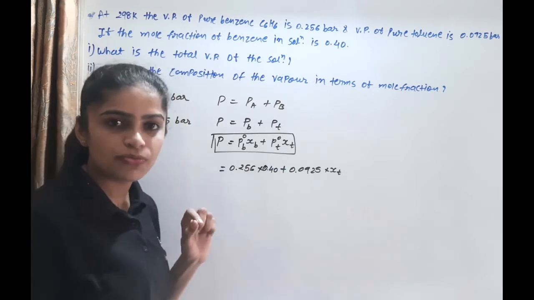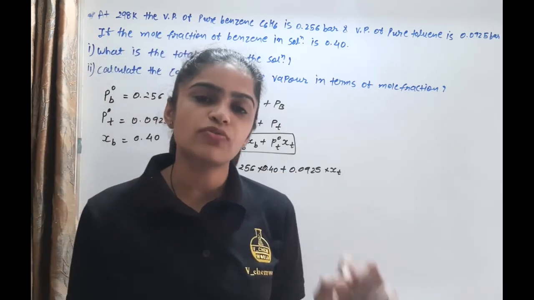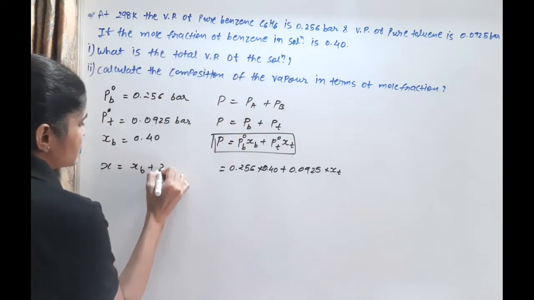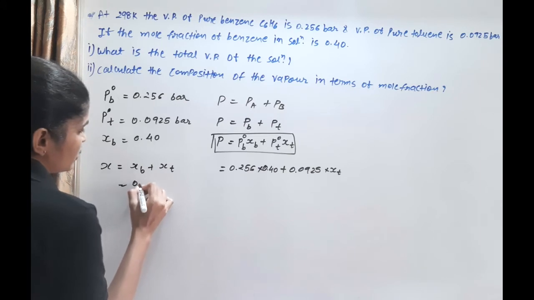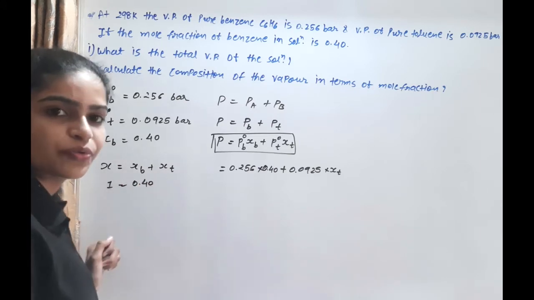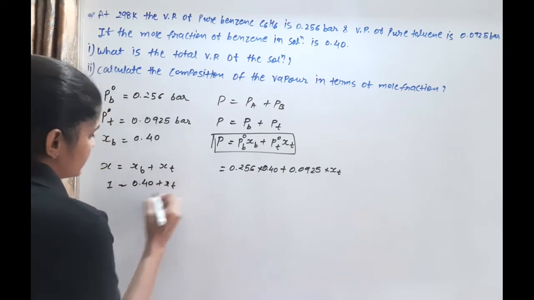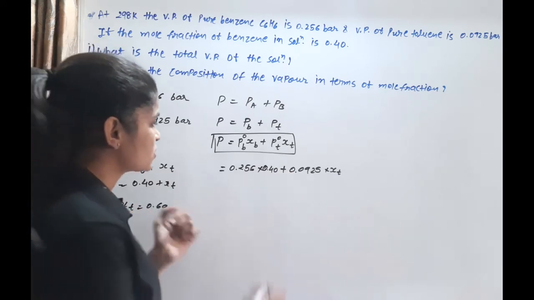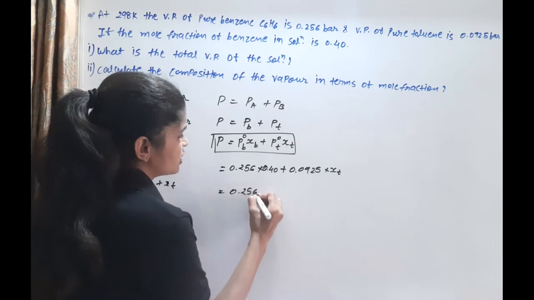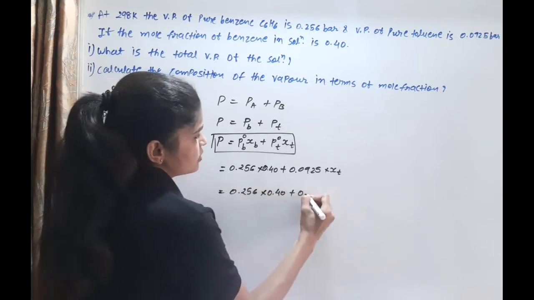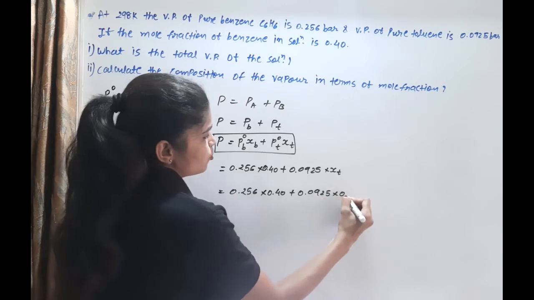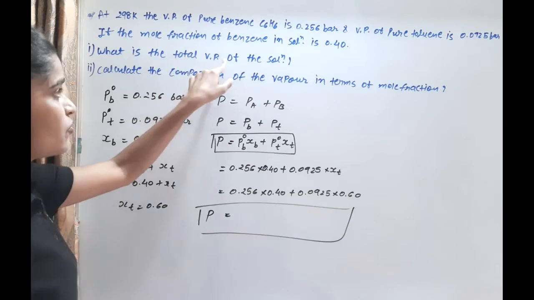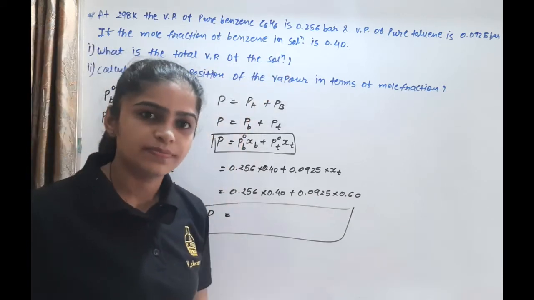We know that the total of the mole fractions is always equal to 1. So X is equal to XB plus XT. The given value is 0.40 and the total is always 1, so we find that the XT value is equal to 0.60. Put this value in this equation: 0.256 into 0.40 plus 0.0925 into 0.60. This is the value of the total vapor pressure of the solution.